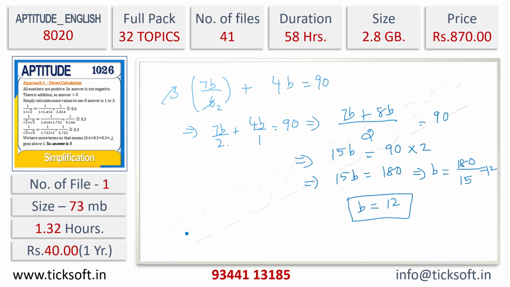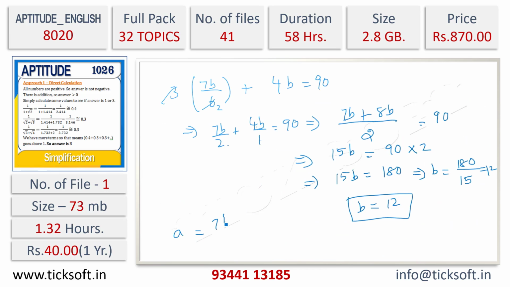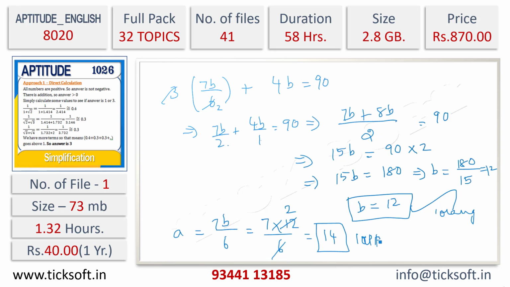Now by using this, what we are going to do? We are going to find out the value of a. We already know that by using the first equation, this a will be equal to 7b by 6. So in this we are going to substitute the value of b as 12. So 7 into 12 divided by 6 is equal to what? 12 divided by 6 is 2. So 7 into 2 will be equal to 14. So this 12 is the cost of one orange, and this 14 is the cost of one apple.